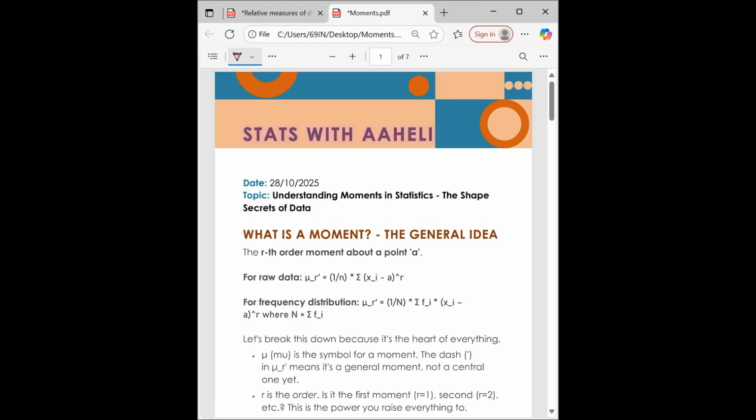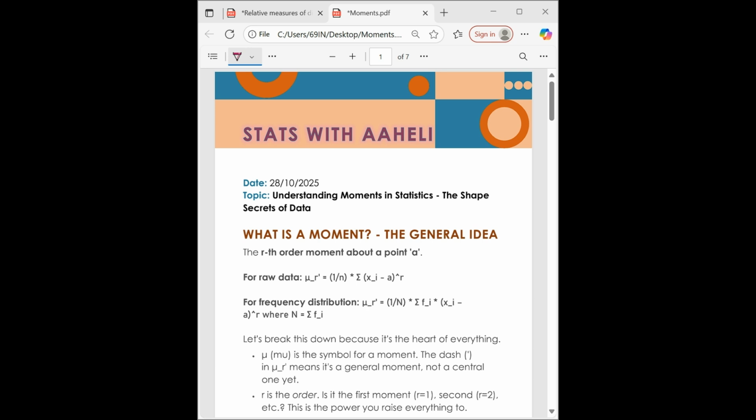This is Ahili Bhattacharya, and today we are going to study moments in statistics. We are diving into a topic that sounds a bit intimidating, but is absolutely fundamental to understanding data. Now, you might already know about the mean and variance, but did you know they are just the first two members of a much bigger family?